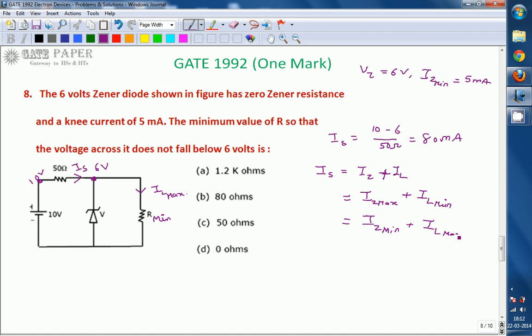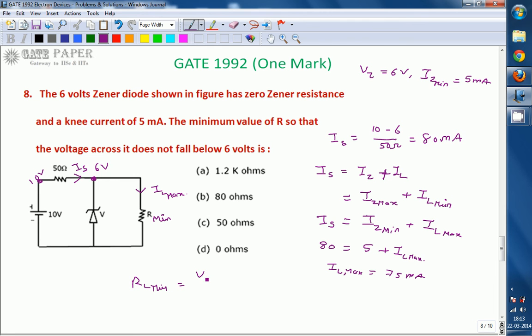By that time we can write this equation: Iz minimum plus IL maximum. So we use this equation for Is: Is is equal to Iz minimum plus IL maximum. From this, Is is equal to 80, Iz is 5, and IL maximum we can calculate as 75 milliamperes.